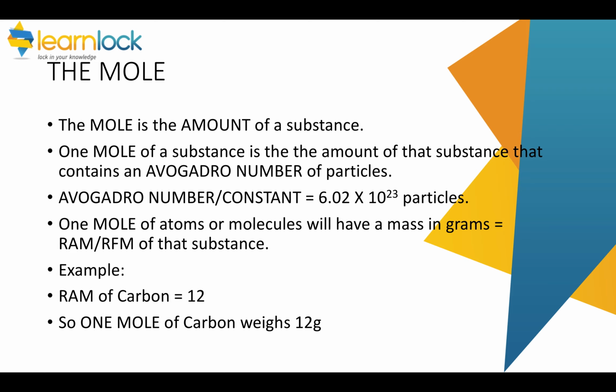You also need to know about this term, the mole. The mole is the amount of a substance. 1 mole of a substance is the amount that contains an Avogadro number of particles. And that Avogadro number is 6.02 times 10 to the 23 particles. Now, you need to be able to say how much 1 mole of different elements weighs. And all you need to do for that is look at the mass number. So 1 mole of carbon weighs 12 grams. Where did I get 12 from? Well, 12 is the mass number of carbon from the periodic table.